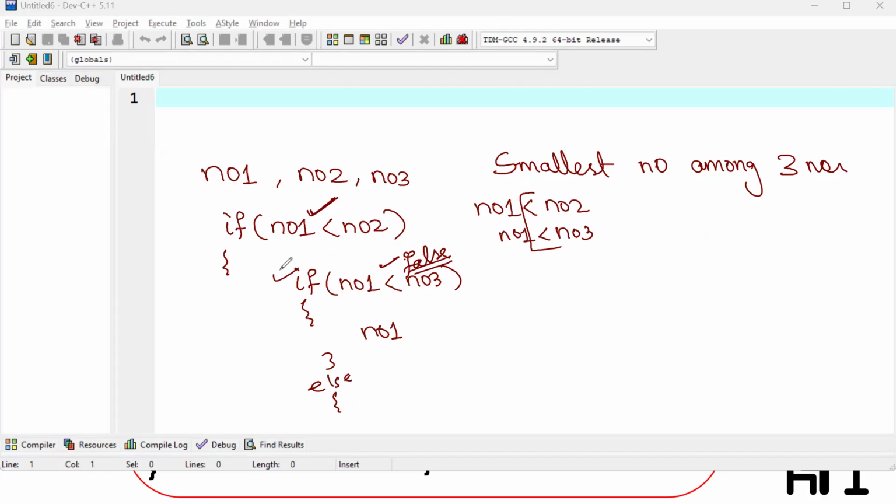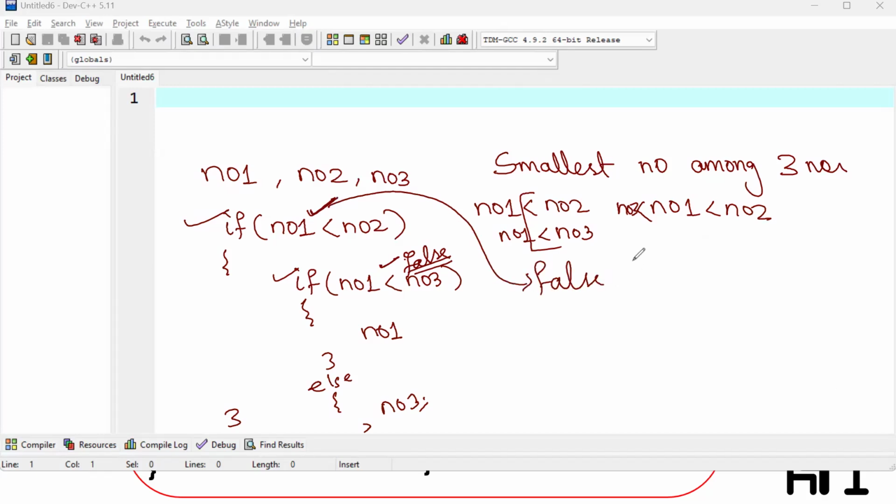But if this condition is false, I'll come to the else of this particular if. So I am already inside the outer if block, which means number 1 is less than number 2. But number 1 is not less than number 3. That means who is less? Number 3 is less than number 1, so number 3 is the smallest one. But if the outer condition is false, its corresponding else block will be executed.